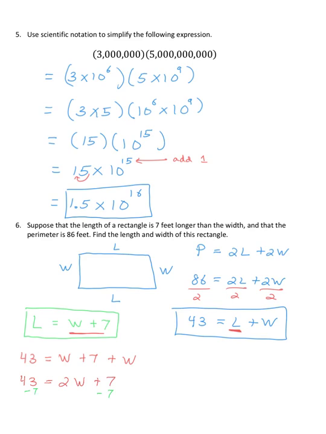This gives me 36 is equal to 2W. And if I divide both sides by 2, we get that W is equal to 18. That's half the answer. I also need to know, what is L equal to? To figure that out, I'll take 18, put it in place of W, and add 7. And this gives me that L is equal to 25.